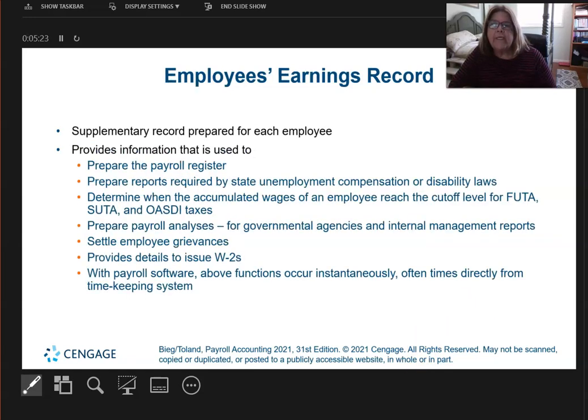For the employee's earnings record, which is nothing more than one record for each employee, here's what I'm going to be doing. Again, I want to make sure that it all matches. I'm going to add up all rows, add up all columns, and take a look at it. And that's how I prepare my W-2s from that, by the way.